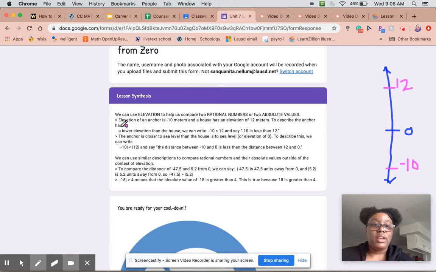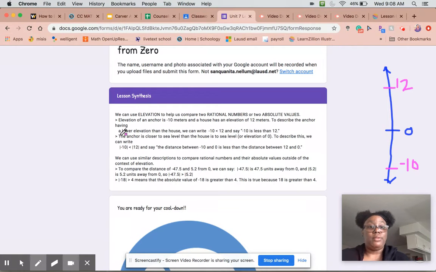To describe the anchor having a lower elevation than the house, we can write negative 10 is less than 12, right? Because negative 10 is lower than 12, so of course it's less than. Negative 10 is less than 12, and we can do it with a symbol.